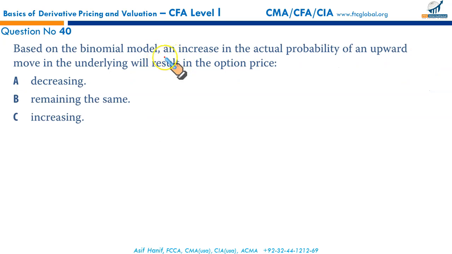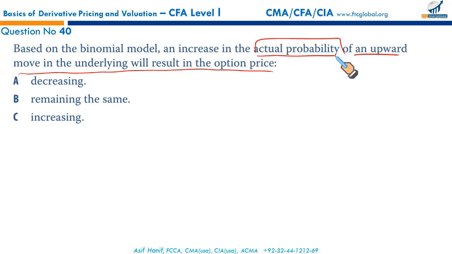Based on the binomial model, an increase in the actual probability of an upward move in the underlying will result in the option. We have just agreed a little while ago, we do not use actual probabilities in the binomial model. Thus, any change in the actual probability will basically have no impact upon the pricing of the options, or in fact the valuing of the option. So that makes B to be the correct option.